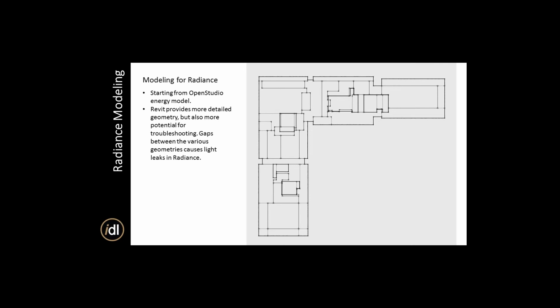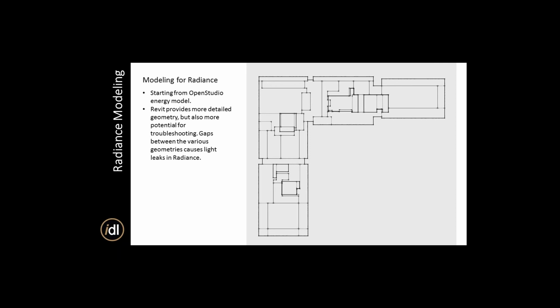But to start, to set up the model, we basically start from the OpenStudio energy model. It's usually the best method when you want a sealed model, which is usually not the case with Revit. When we export and import with Revit, you have so many details that more often than not you end up with gaps in the model. When you put that into Radiance, that gives you light leaks, which causes some issues, and tracking those down and closing them can be quite a task.